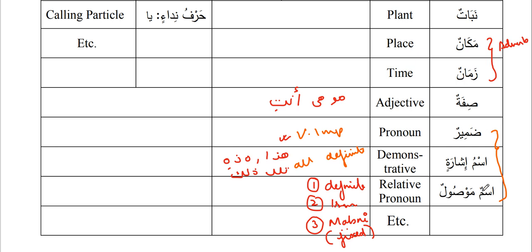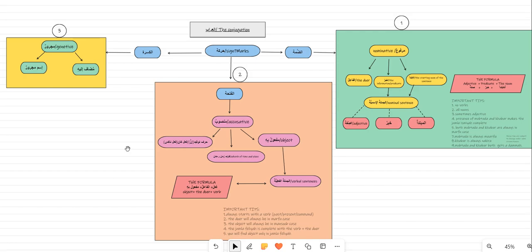And now let's go quickly and check the Marfu. So this is the main chart that I have made just to make you understand what's going on and what three different cases we are going to study. So right now we will concentrate on the first case, that is the nominative or the marfu case. Here you can see the nominative case is always recognized by a dhamma. Any noun that falls under the marfu case gets a dhamma.